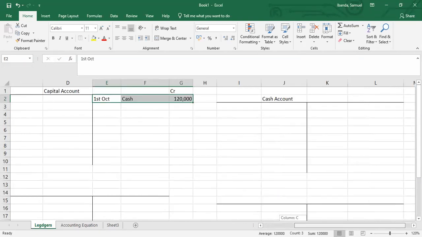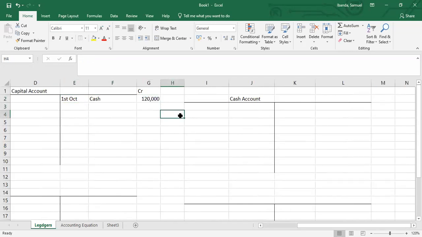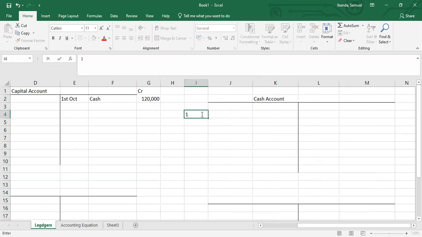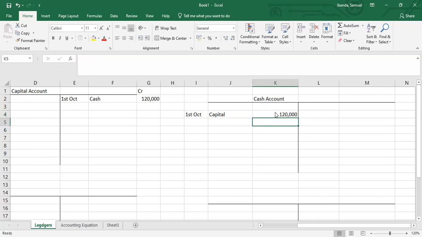Now, when it comes to the cash account, definitely cash is receiving. With the same date of 1st October, I have my capital here, capital worth 120,000. When we are recording in ledgers, one of the things you should take into consideration is that we use the alternative account name. Here we called it cash in the capital account. Again, you don't call it capital.